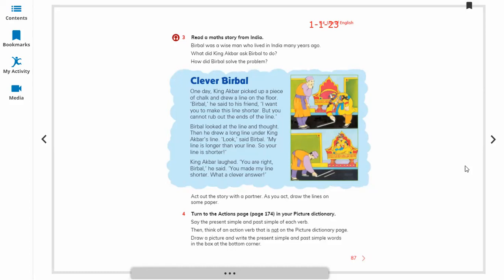So here are two questions. What are the questions? Number one, what did King Akbar ask Birbal to do? And the second one is, how did Birbal solve the problem? So let's write the questions.